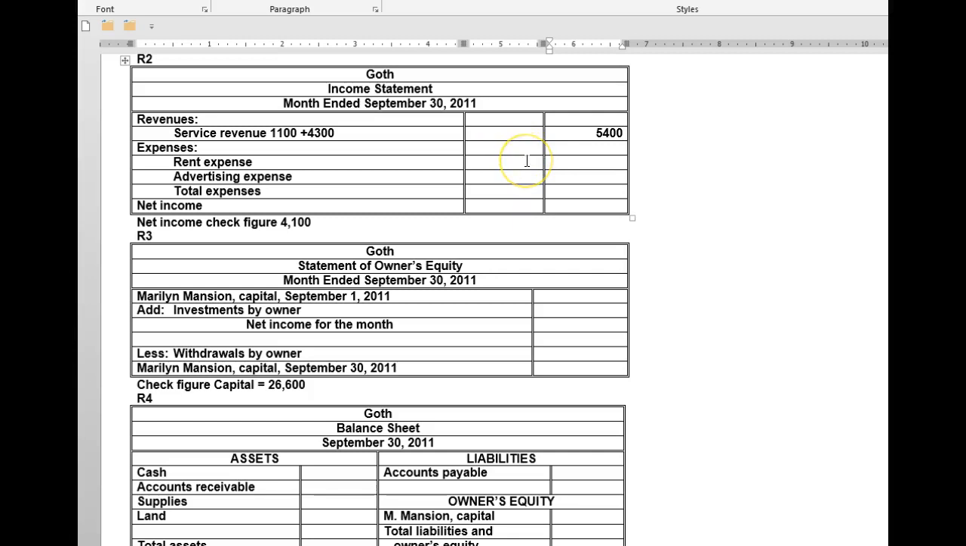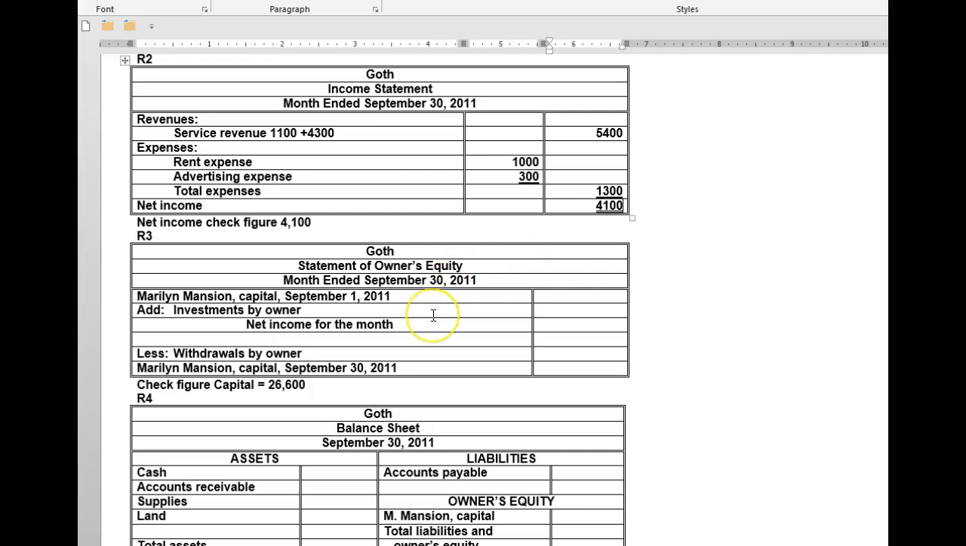Now, what was the rent expense? Well, look at your sheet, and you'll find rent expense was $1,000, and advertising expense was $300. That means total expenses were $1,300. So we have a net income of $4,100. Yes, we've got it.